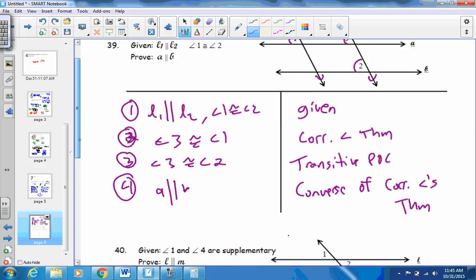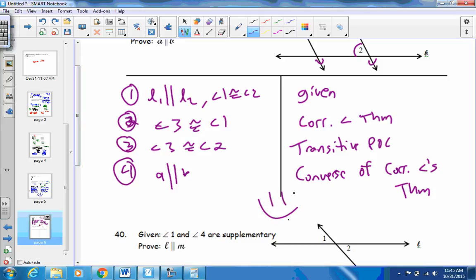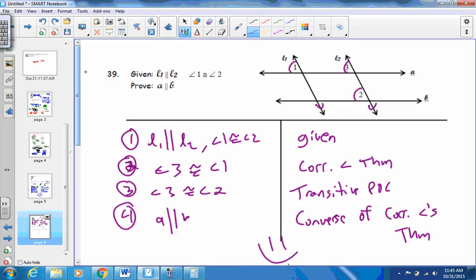And that's what we're trying to prove. So we proved it using the converse of the corresponding angles theorem. So big smiley face there.